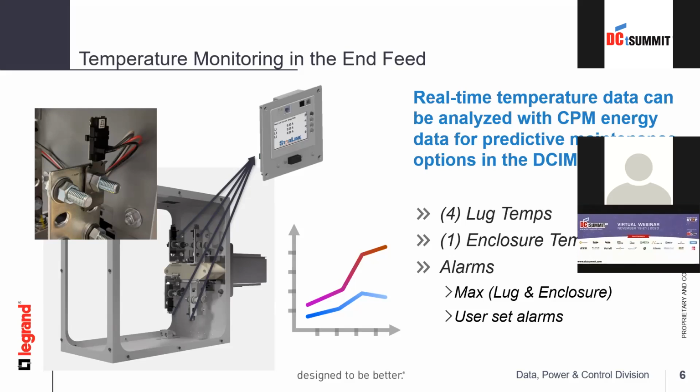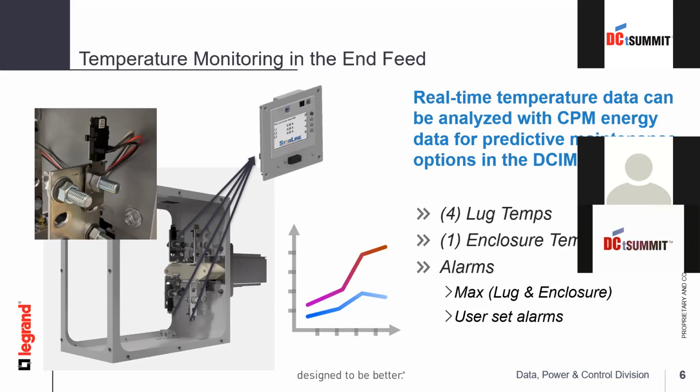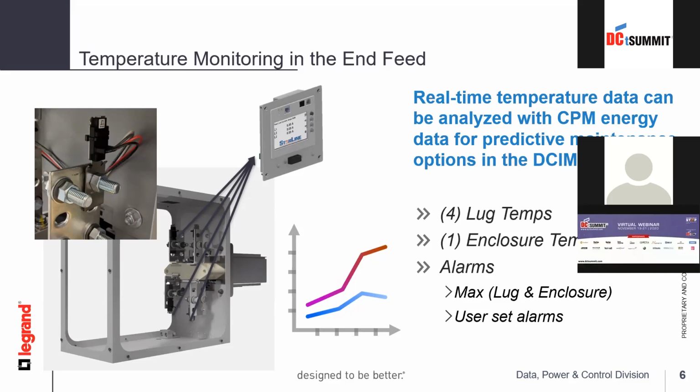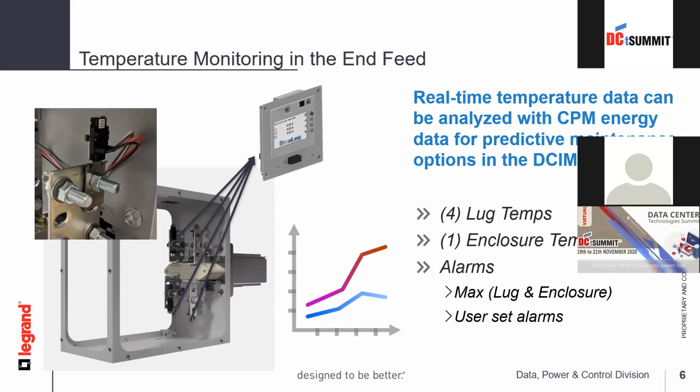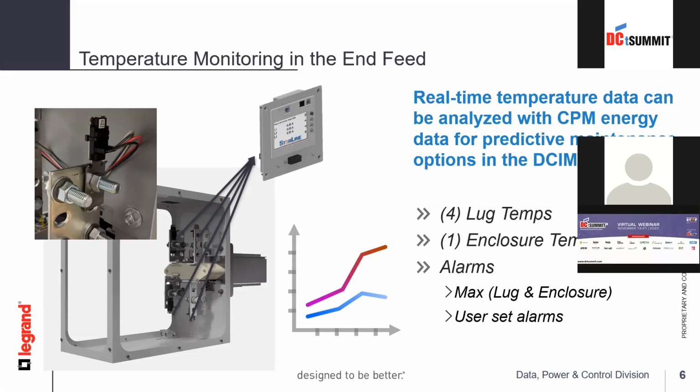There are 4 temperature nodes that are provided at each of the lugs, and then there is one temperature node that's provided for the enclosure. So these temperature nodes monitor the temperature, and then they give this information back to the feed meter, which in turn communicates the data back to the BMS or the DCIM. And you can use that information to take a proactive or a preventive action. Temperature data is actually charted along with the CPM power data for advanced maintenance options at the DCIM or the BMS level. If the temperature levels are above desired values, then proactive maintenance can be done.